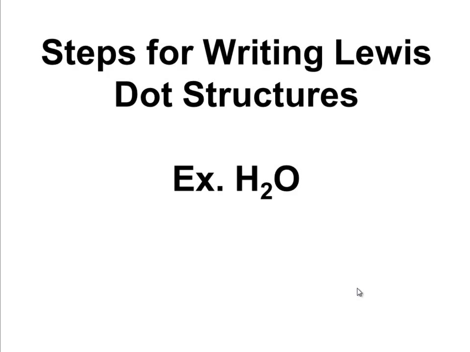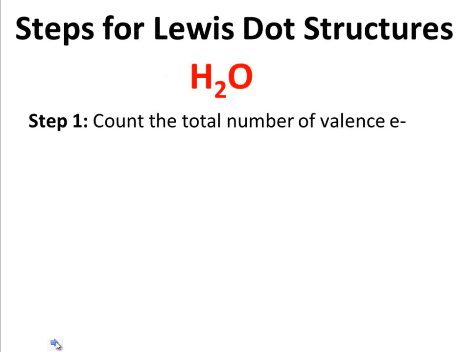Hey guys, it's Mr. Post, and on today's video we'll be learning how to write Lewis dot structures for covalent compounds. And we're going to start off by illustrating the necessary steps you will be taking to write your Lewis dot structures. The first step in writing a Lewis dot structure for a covalent compound is going to be to count the total number of valence electrons specifically.